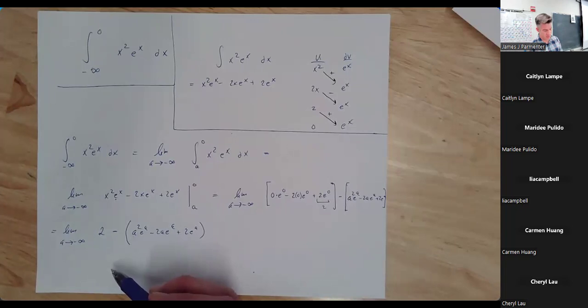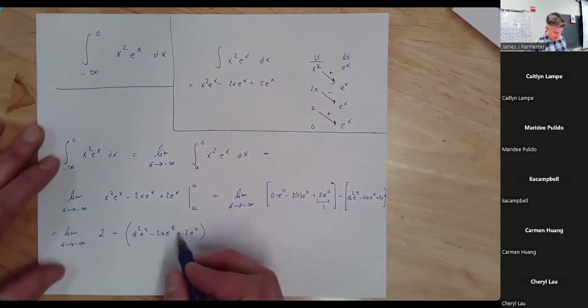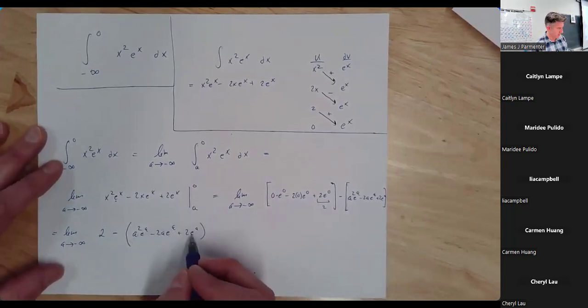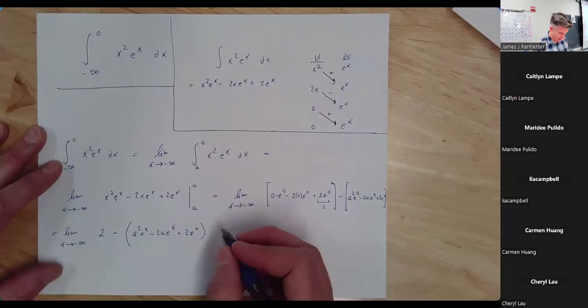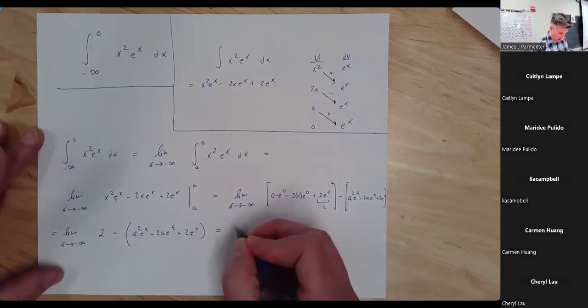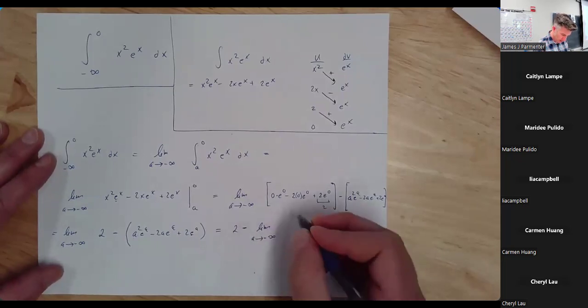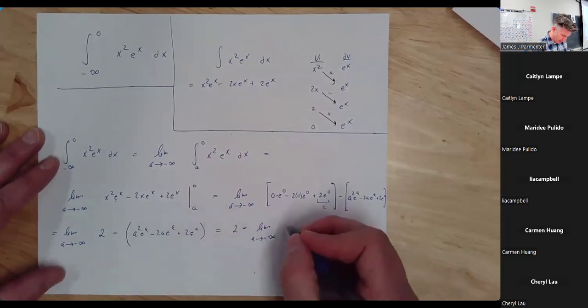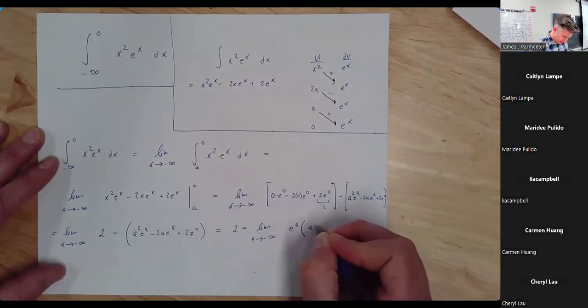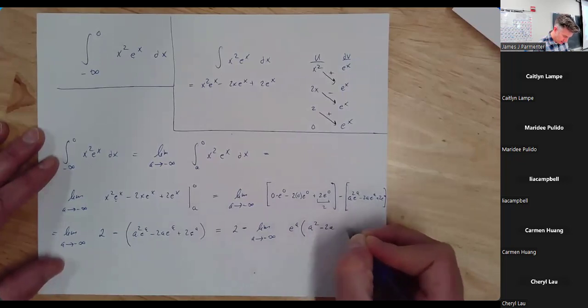And if I were Dr. Dedell and asking you to do this, I would probably expect you to use L'Hopital's rule here. So here's how we're going to rewrite this. I think the easiest way is not to deal with each of these separately. It's actually to factor out an e to the a. So I'm going to write this as, watch, 2 minus the limit as a goes to negative infinity of the remaining stuff here, which I'm going to write as e to the a times a squared minus 2a plus 2.